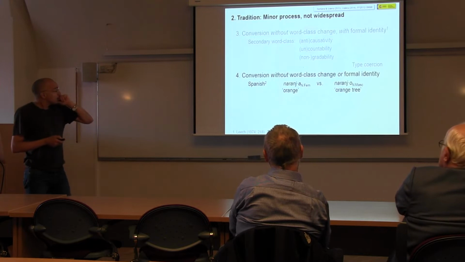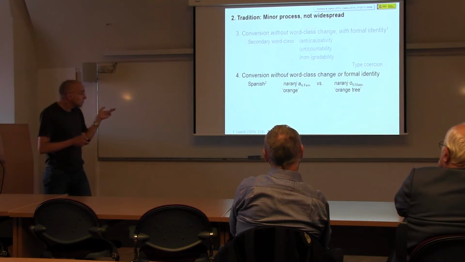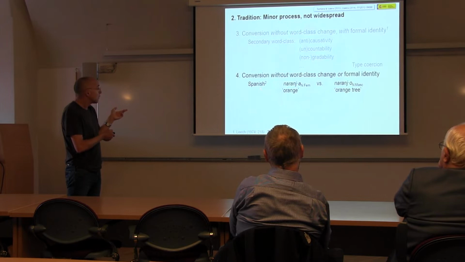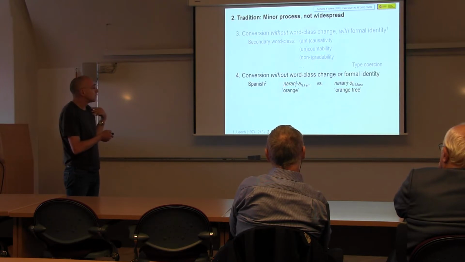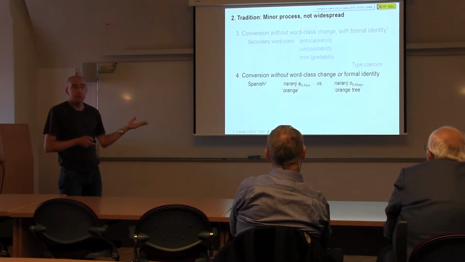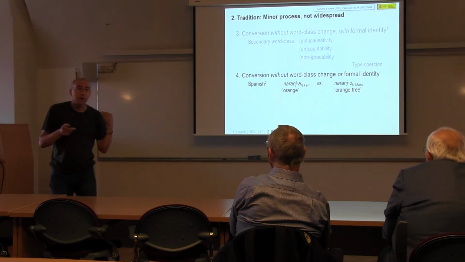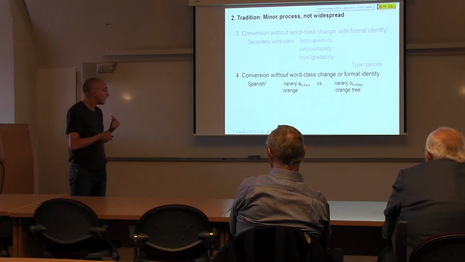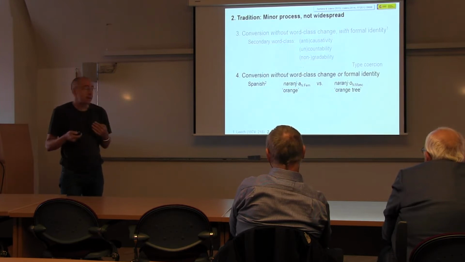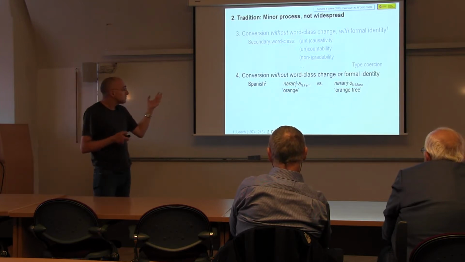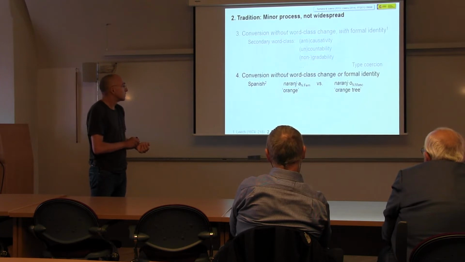And then there is this very difficult case for me, because it is about Spanish, where conversion is reported when there is no word class change or even formal identity. So from naranja, we derive naranjo, this is the fruit, this is the tree, and this was reported as conversion again. Difficult to understand, but it is reported and explained by Franz Rainer, where this is presented as a case of conversion.